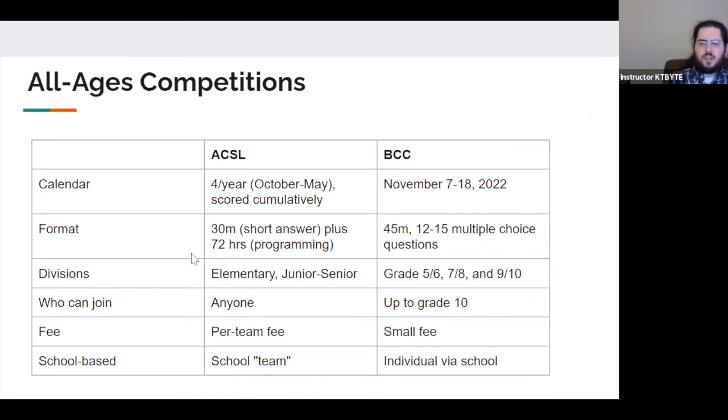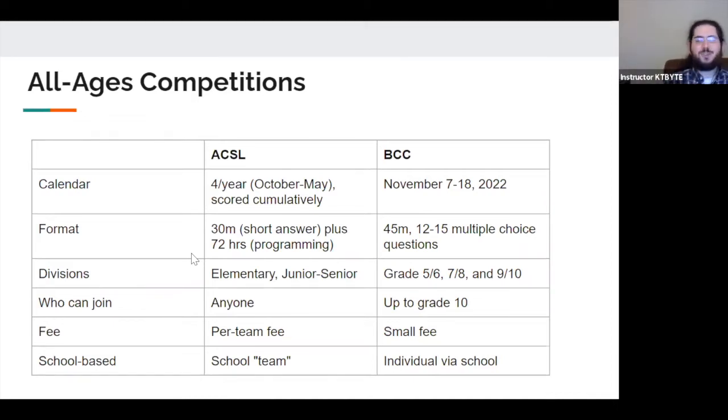BCC basically breaks down by grade level, and you can participate even as a younger student, but obviously, it's intended for grades 5 through 6 to get started. So if you're in 3rd grade, you just want to make sure that you're ready for that additional level of challenge. ACSL does go all the way up through high school.